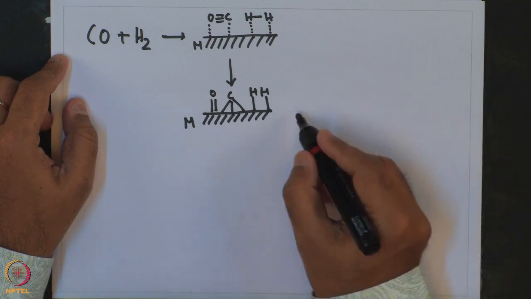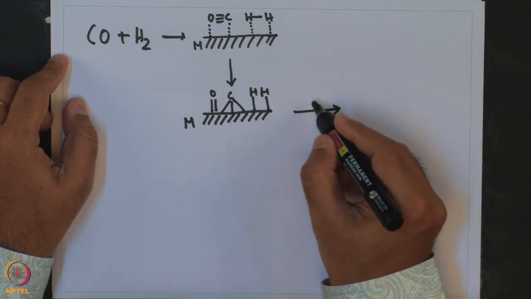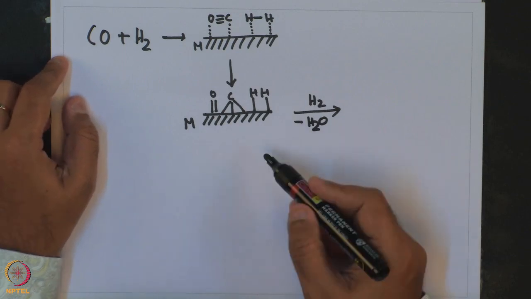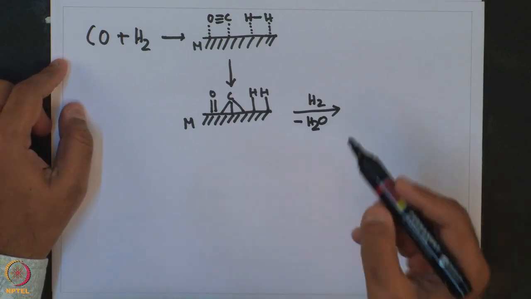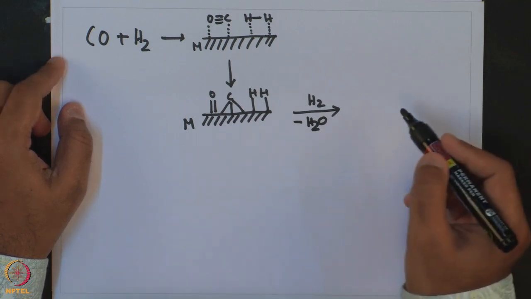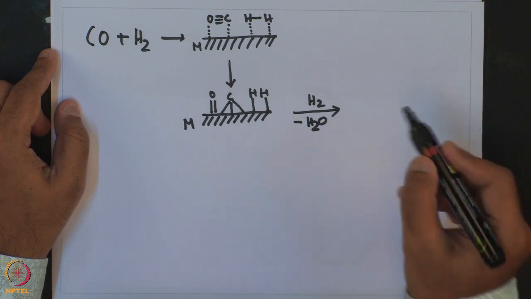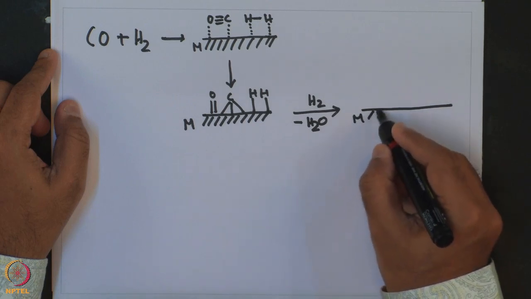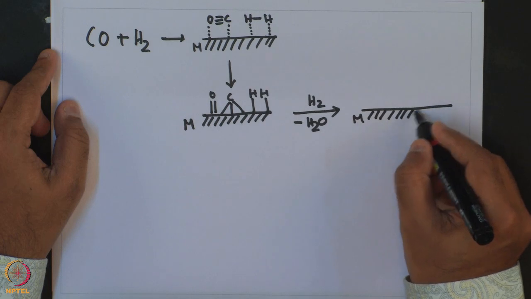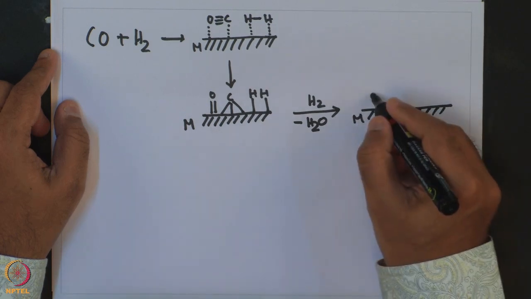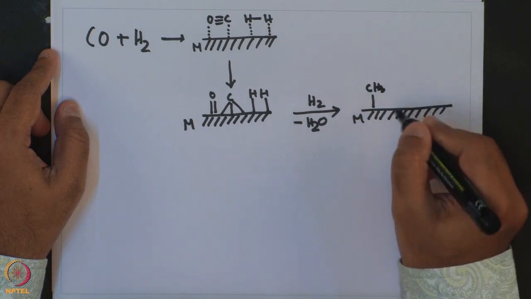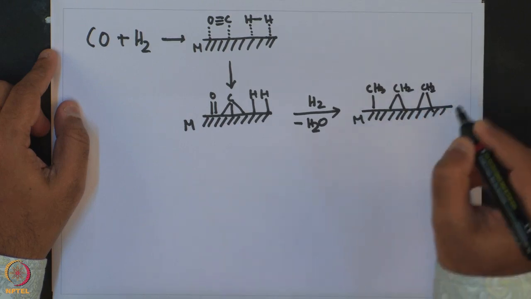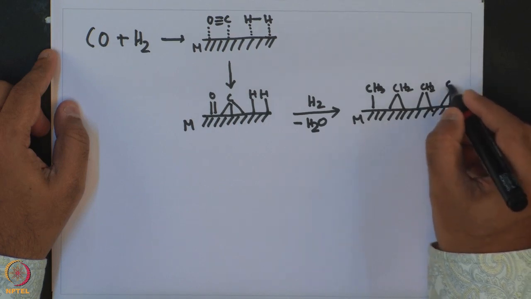Metal carbido, which then reacts with hydrogen and eliminates water to give the metal methylene compounds, a variety of methylene compounds, which can be written as methyl CH3, methylene CH2, another methylene CH2 and CH.